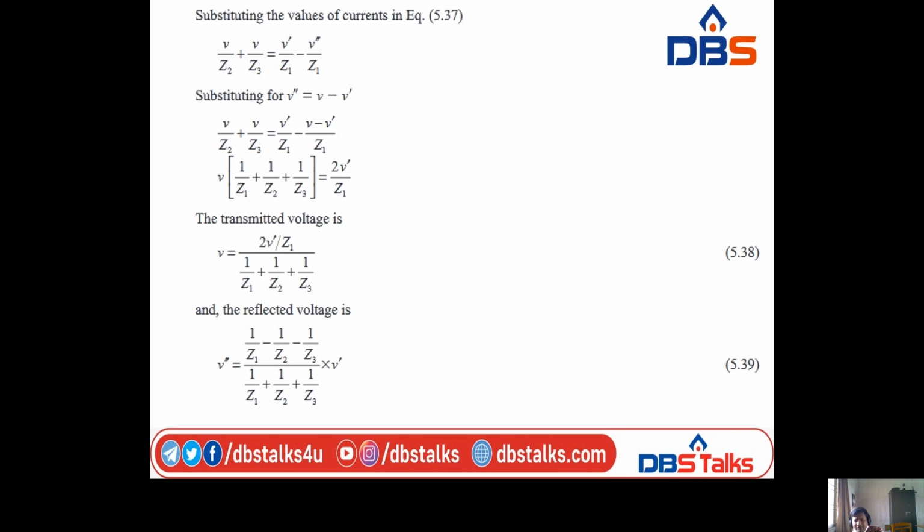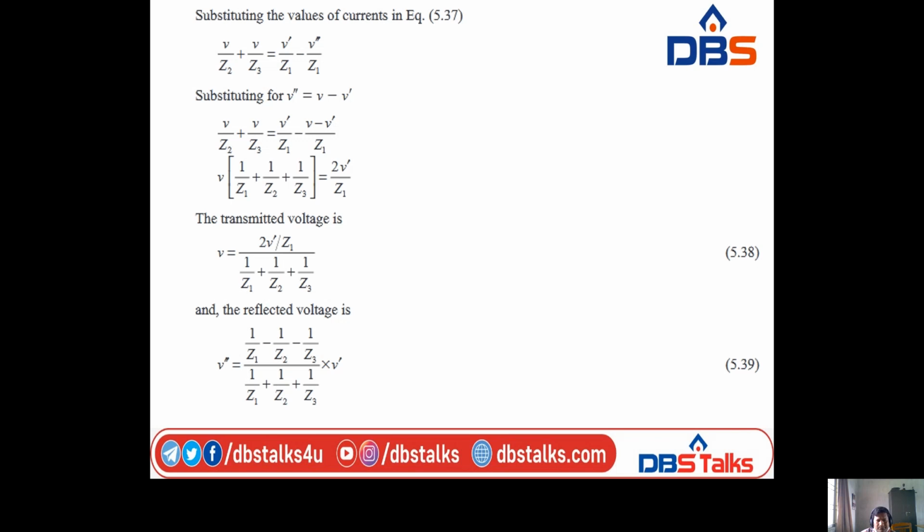Now take that V by Z1 to the left side of the equation, and taking a common factor of V, that is equal to V into (1 by Z1 plus 1 by Z2 plus 1 by Z3) is equal to 2V dash by Z1. Therefore, the transmitted voltage V is equal to 2V dash by Z1 divided by (1 by Z1 plus 1 by Z2 plus 1 by Z3).